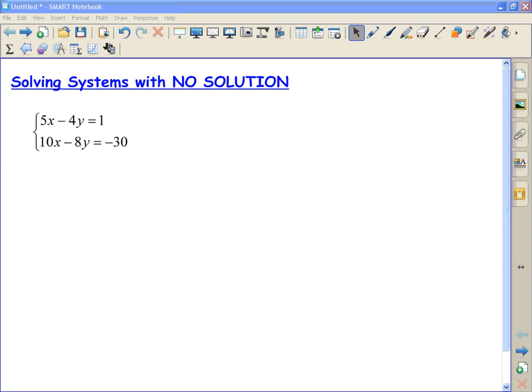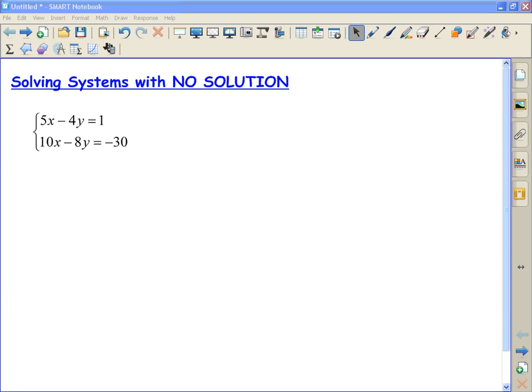So today we are talking about systems with no solution. If I'm given the system that's in front of me here, and I would like to solve that by hand, like we've been practicing, I would really like to get some opposite coefficients on some of those variables. So I need to decide which letter I would like to get rid of first. I'm going to choose the x in this problem.